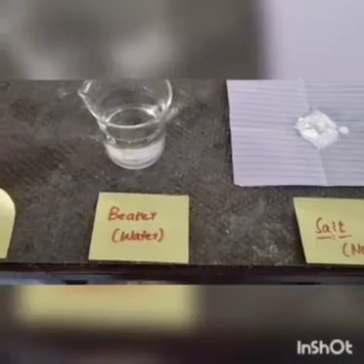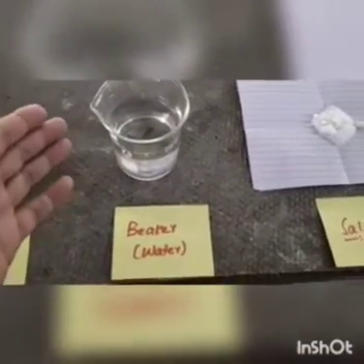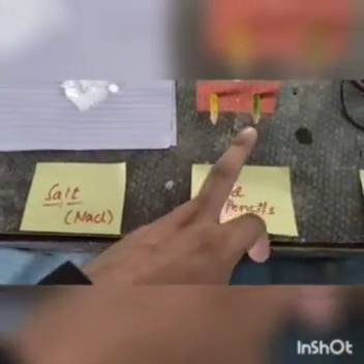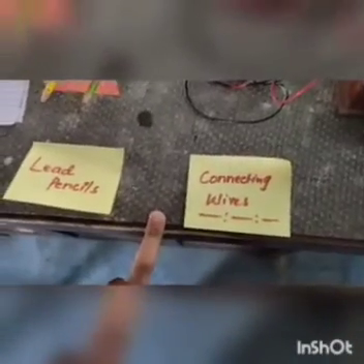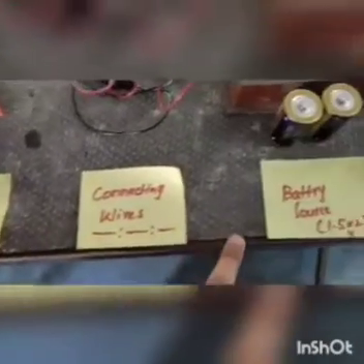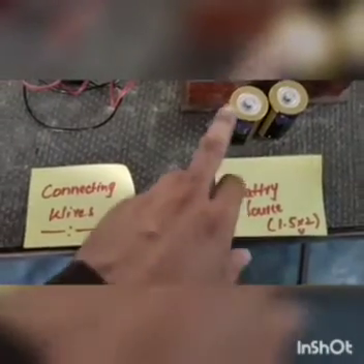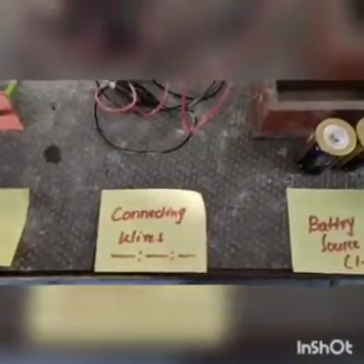Now we are going to perform an experiment. We have a beaker with water in it, then we have a salt, that is sodium chloride. We have lead pencils that act as electrodes. One is the anode and the other is the cathode when connected with the battery. The connecting wires connect the anode and cathode with the battery source. We have 1.5 volt batteries. Two batteries are there, so there would be a 3 volt supply connected with the circuit.